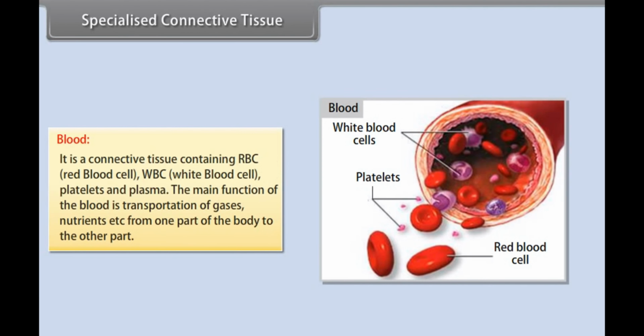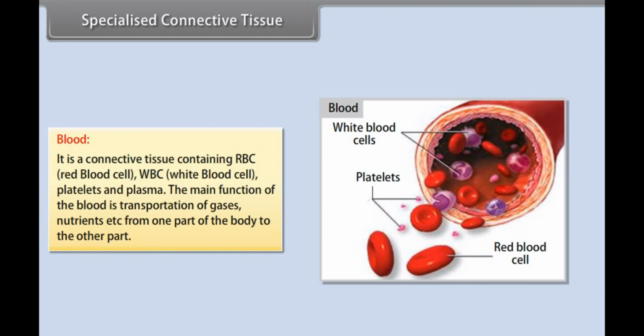Blood. It is a connective tissue containing RBC, that is, red blood cells, WBC, that is, white blood cells, platelets, and plasma. The main function of the blood is transportation of gases, nutrients, etc. from one part of the body to the other part.